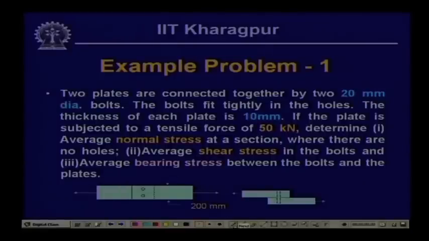Also, we will have to compute the average shear stresses in the bolts. The force which is acting here gets transmitted from this particular plate to this plate through this connection, where these two plates are connected by the bolt. And as a result, if we draw the free body at this interface, the force P will get transmitted at this interface, and the two bolts which are connecting these two plates together will be subjected to this force P.